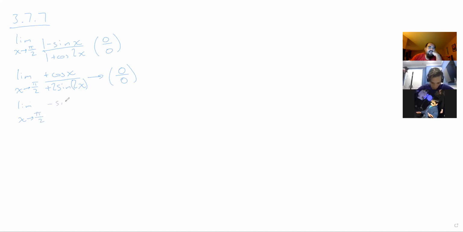So this derivative would be negative sine of x over 4 cosine of 2x. No, not 4x. What am I doing? Okay. Now, what happens here? Basically the same thing. We plug in pi over 2. And so the top would be -1 and the bottom would be -4. Okay, so then it's positive 1/4. Okay. Yep. I see.